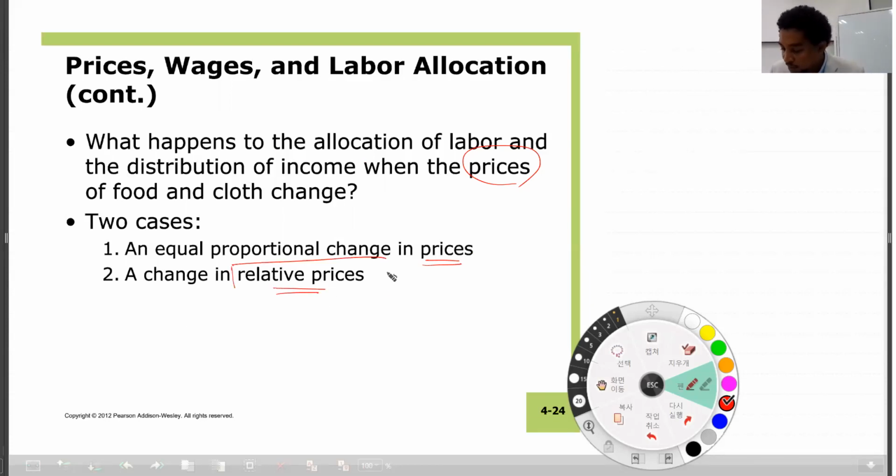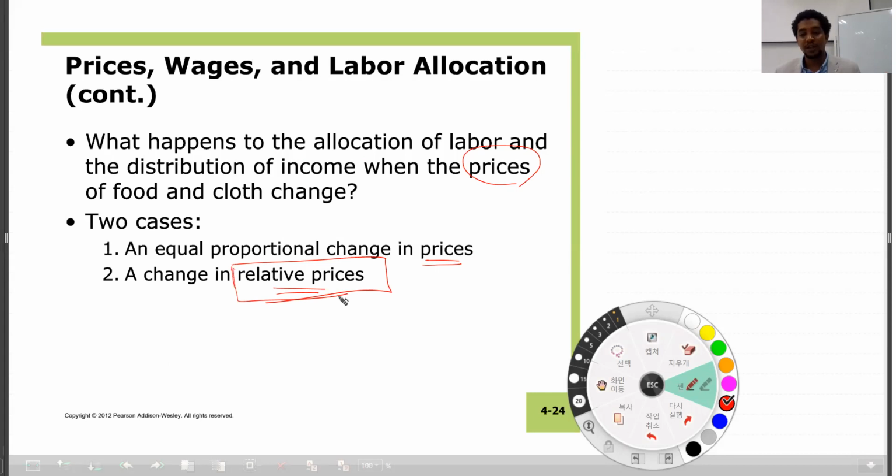Last chapter we talked about relative prices. In a closed economy, you don't have to look at relative price. Closed economy means a country that doesn't export.